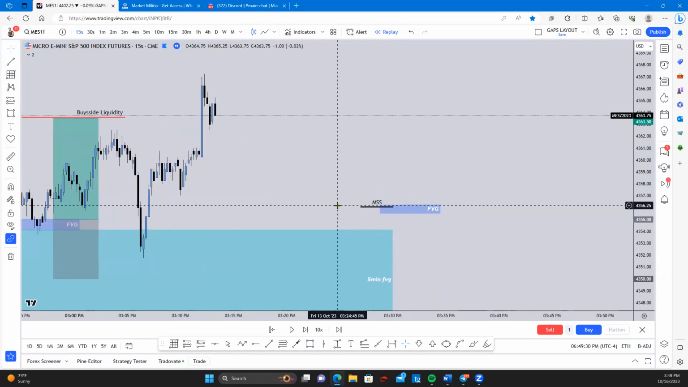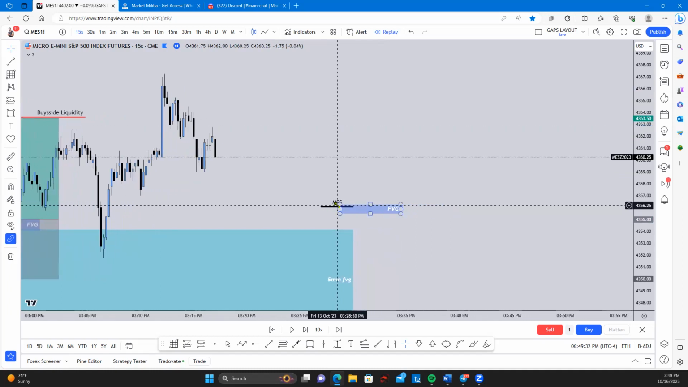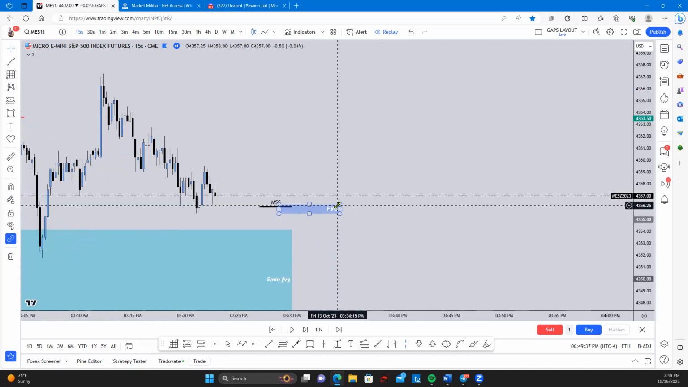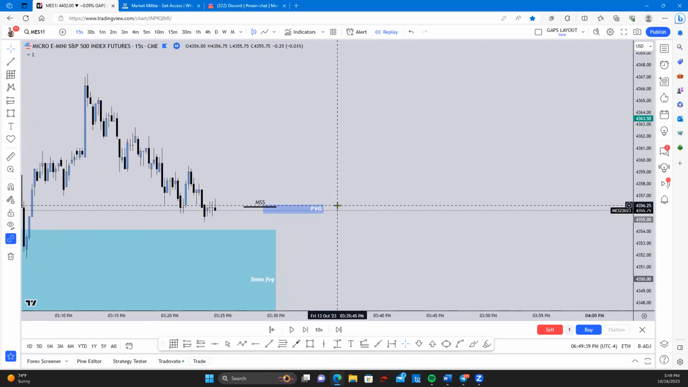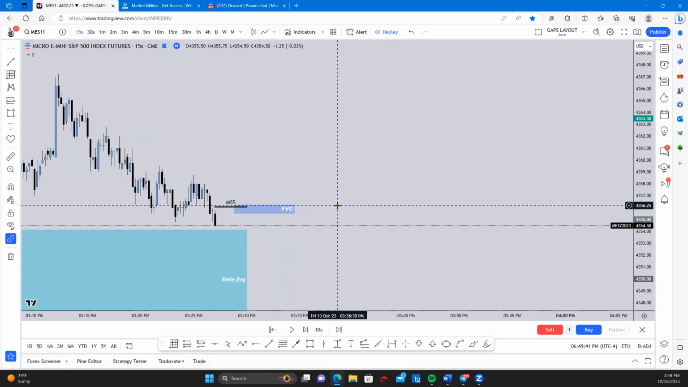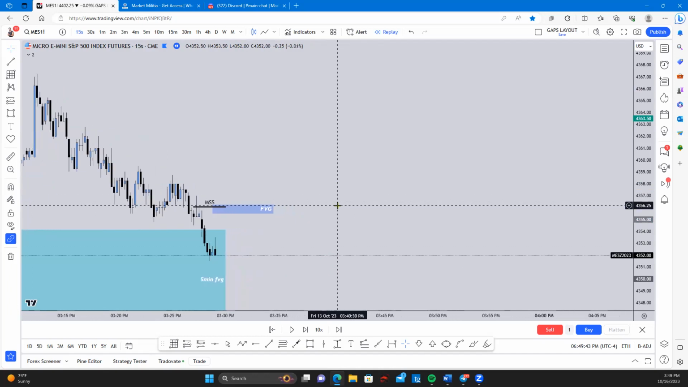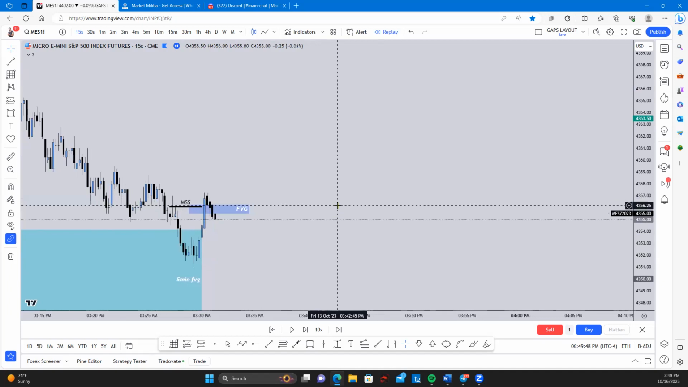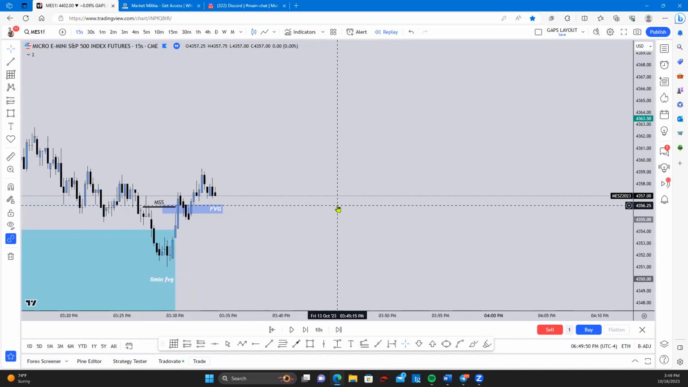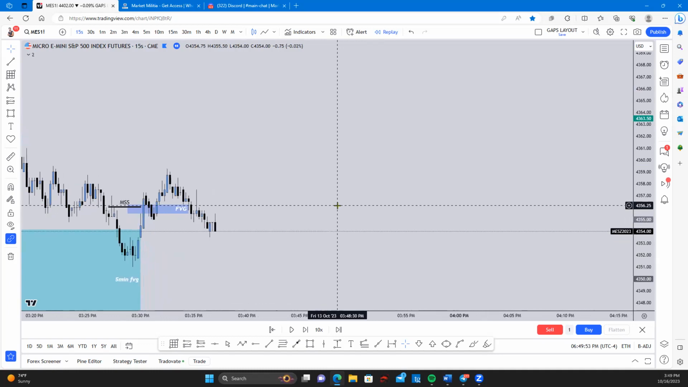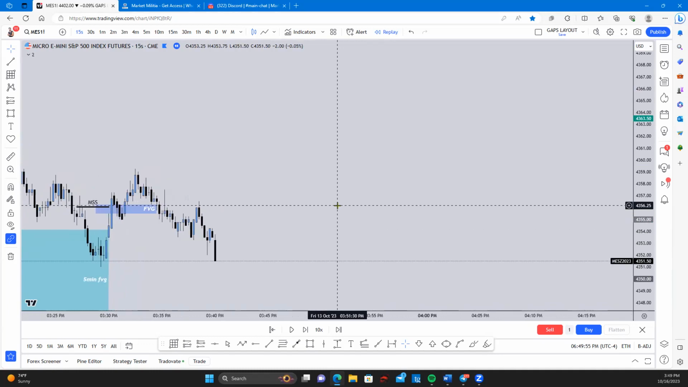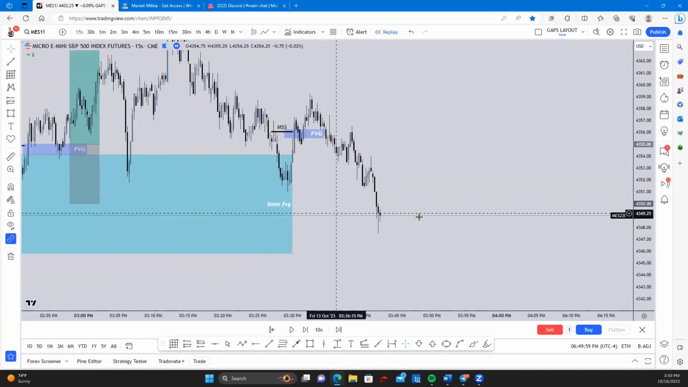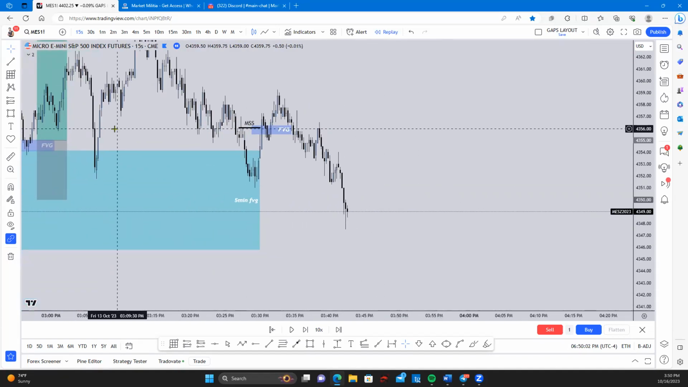We can also go forward to this next example down here and see how this one played out. We drop into that 5-minute, market structure shift, create a fair value gap. You can see this one just digs lower.